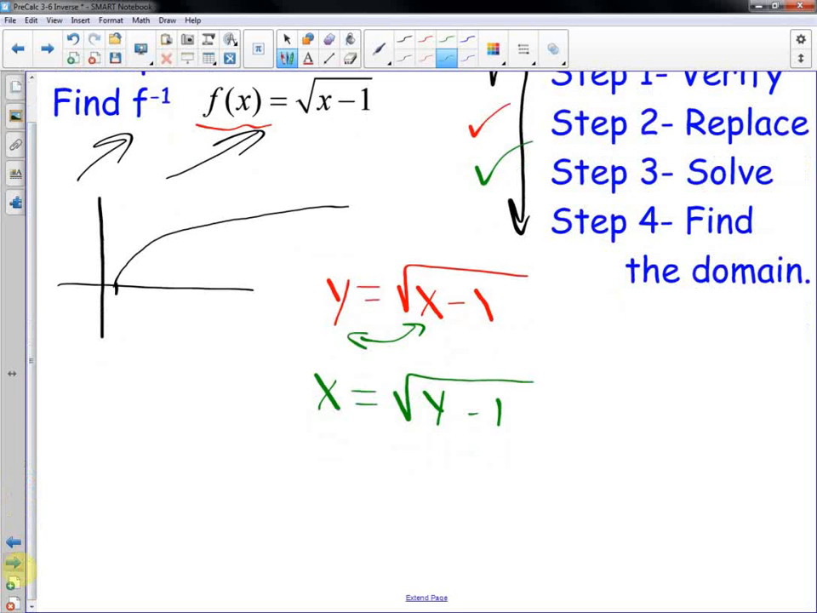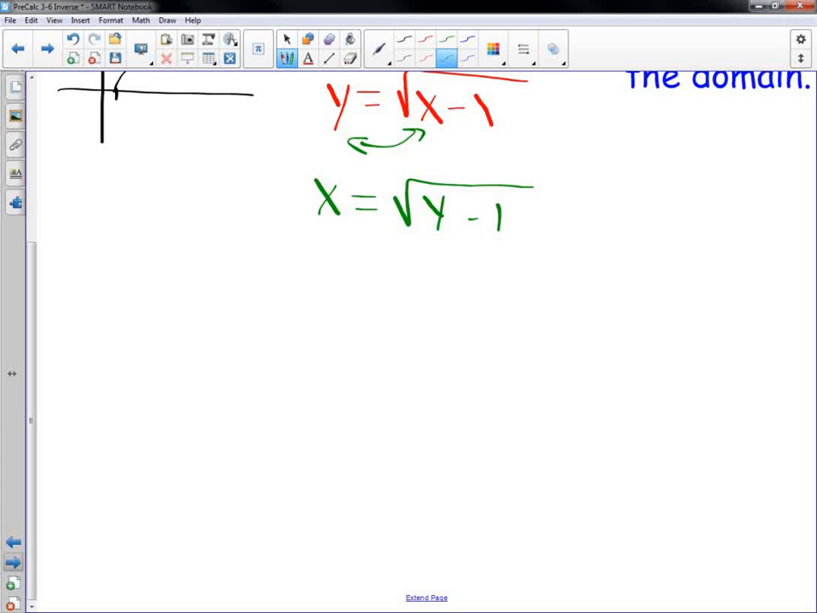When we solve, we're going to get y by itself. That's the idea. You switch them, then solve for y and get y by itself, and that's the inverse function. And that comes back to when we said that for inverse functions, the domain becomes the range, and the range becomes the domain, which basically means we're switching x and y variables.